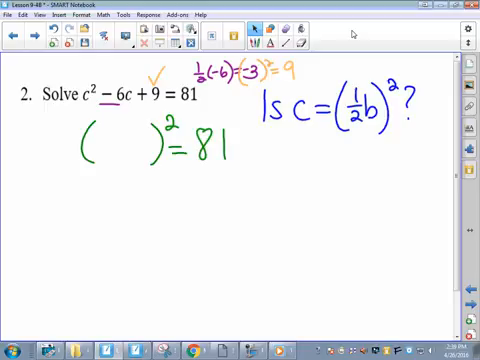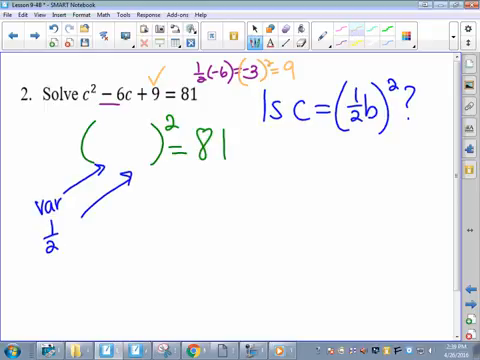So we've got ourselves, and it's equal to 81. We don't even have to isolate the parentheses when we're done. So remember in here, this is going to be our variable, and this is going to be our half of b. So what is the variable in this particular problem? What was our half of b, including the sign? So I've got a c minus 3 quantity squared equals 81. So now we're ready to solve this guy.